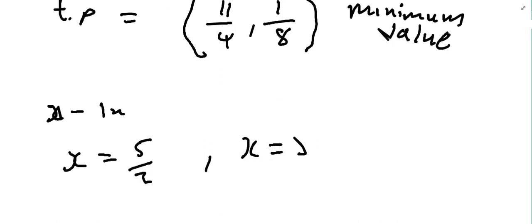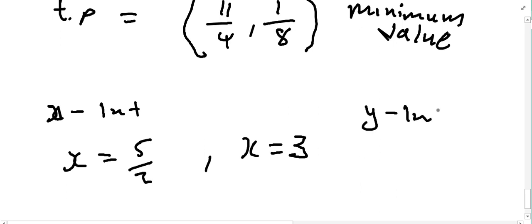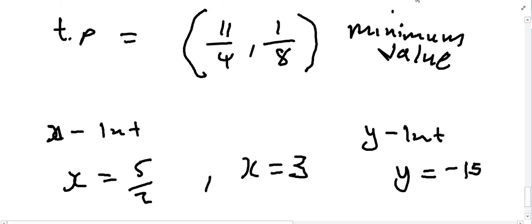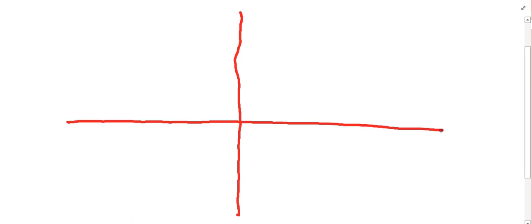I'm sure my 3 there is invisible, but I can simply erase and write it properly. Then these are my x-intercepts. What about my y-intercept? My y-intercept was y is equal to negative 15. After doing that, I can easily use these values to sketch the graph. Let me quickly sketch our graph, which is not a big deal. Every graph has the y-axis, and don't mind how bent my line is, also the x-axis.